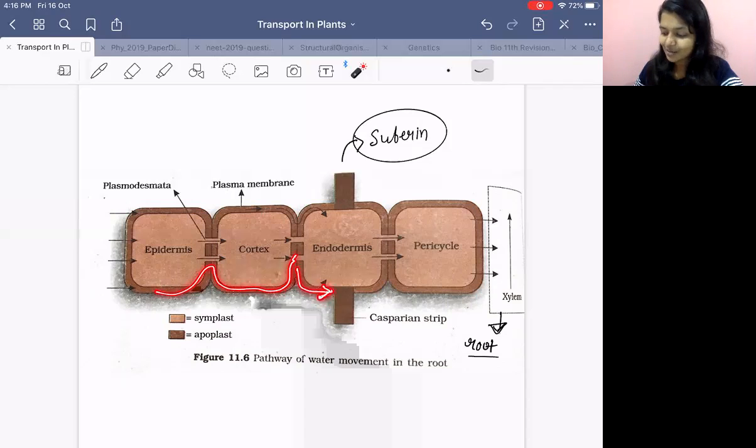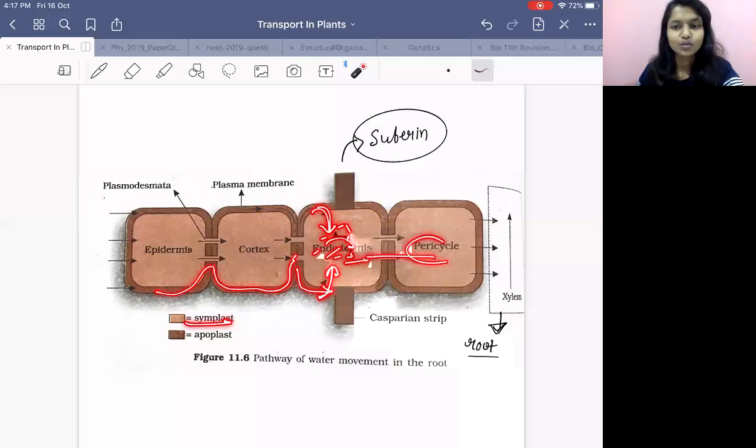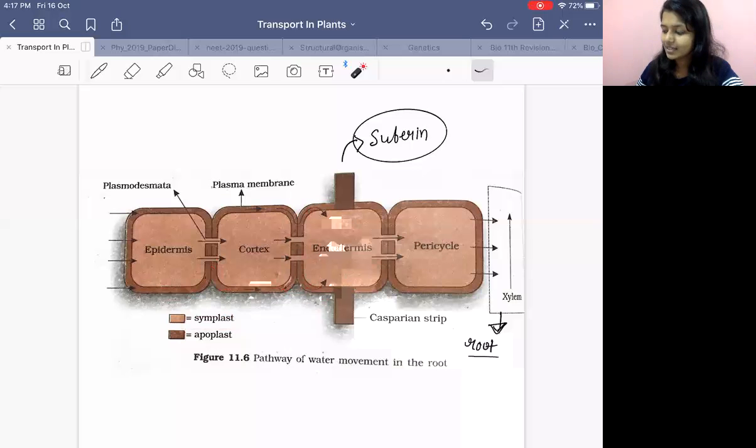It has to cross the plasma membrane and enter into the cytoplasm. If it crosses the plasma membrane and goes into the cytoplasm, that is the living part of the cell. And if movement is happening through the living part of the cell, you call it symplast. So from the endodermis onwards, endodermis to pericycle, you will have symplast. And finally, it will reach the xylem.